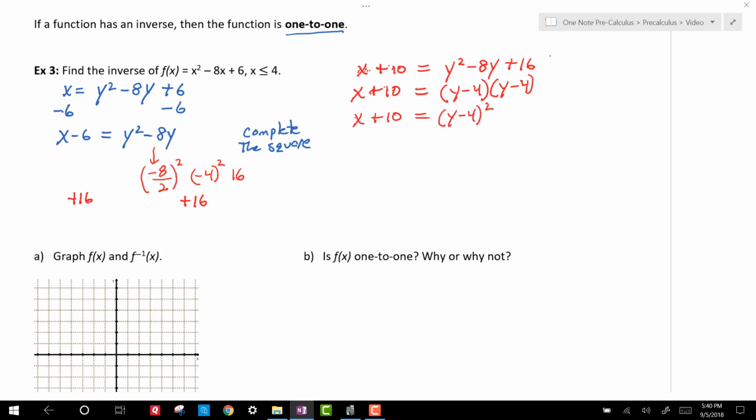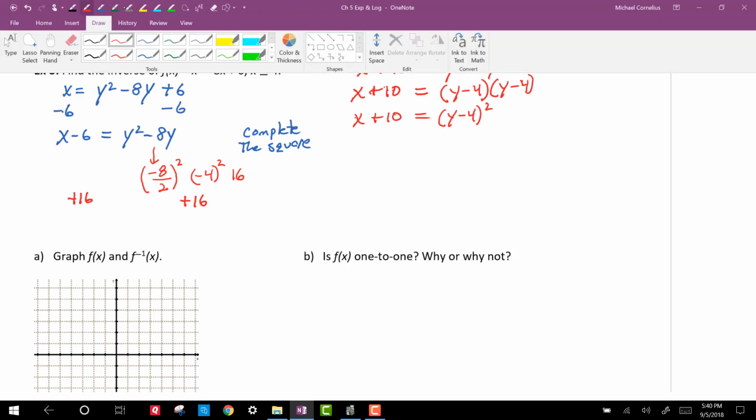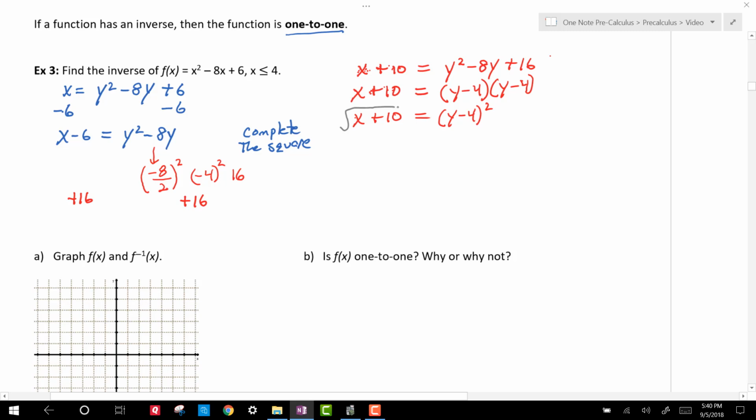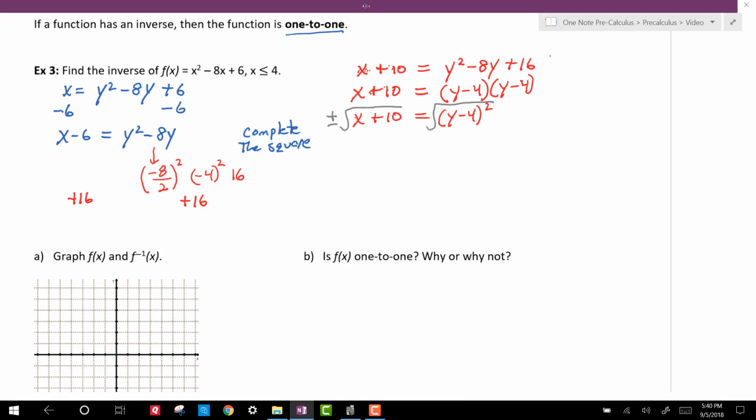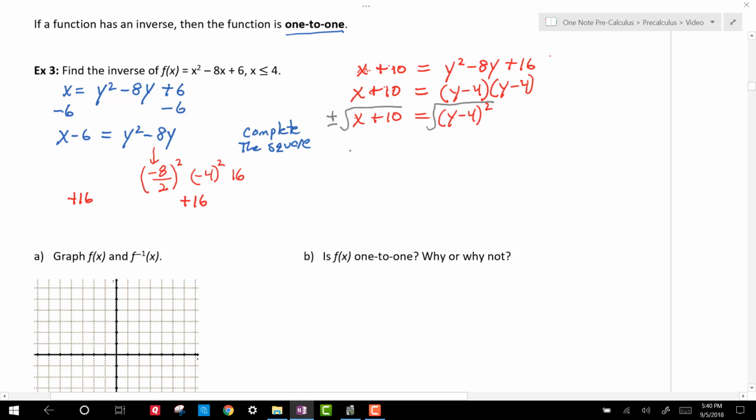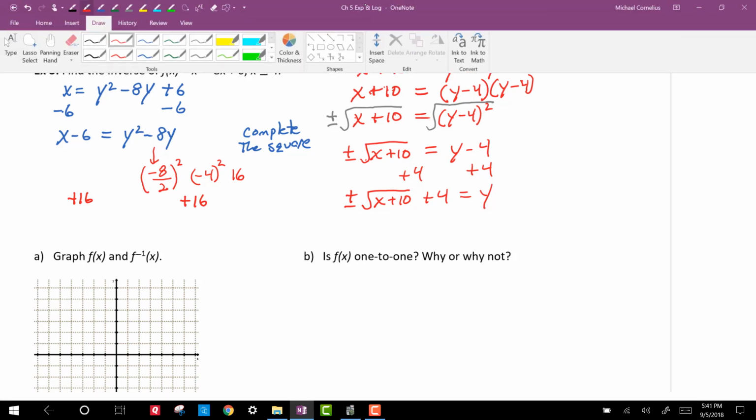Now, how do I get the y by itself? I'm going to square root both sides. So my next step here is to square root the left and the right. I still need a plus and a minus over here. Okay? And then I'm going to have positive and negative square root of x plus 10 equals, and the square root cancels out the square, y minus 4. If I add 4 to both sides, I get y all by itself. I have positive and negative square root of x plus 10 plus 4 equals y.